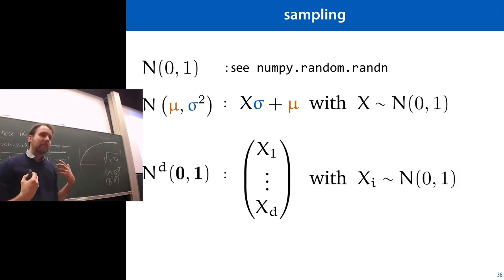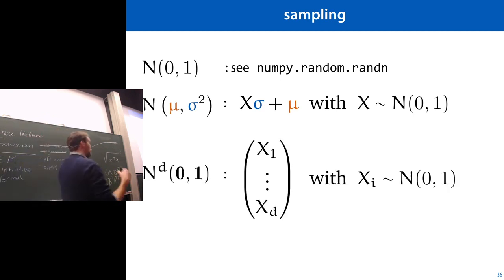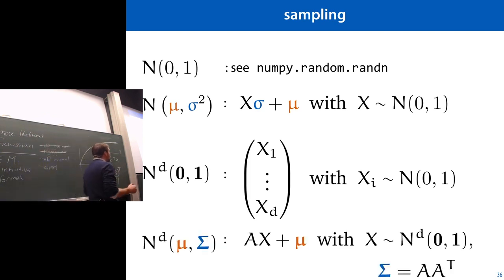If we want to sample from a multivariate standard normal Gaussian, a multivariate Gaussian with its mean at 0 and variance 1 in every direction, we can just take a bunch of samples from the univariate standard normal distribution and stick them in a vector, and that's a sample from the multivariate standard normal distribution. So that's very easy.